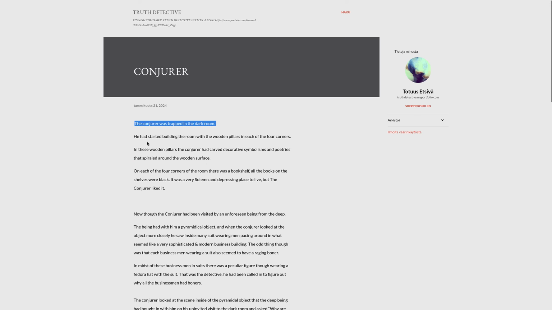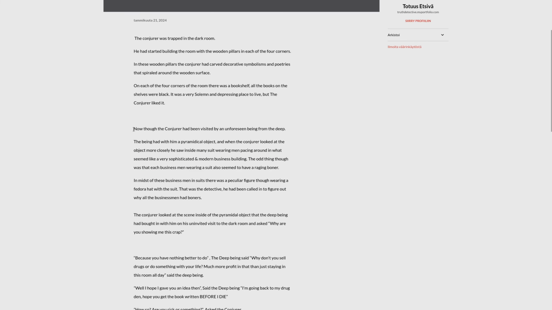The Conjurer was trapped in the dark room. He had started building the room with wooden pillars in each of the four corners. In these wooden pillars, the Conjurer had carved decorative symbolisms and poetries that spiraled around the wooden surface. On each of the four corners of the room, there was a bookshelf. All the books on the shelves were black. It was a very solemn and depressing place to live, but the Conjurer liked it. Now, though, the Conjurer had been visited by an unforeseen being from the deep.